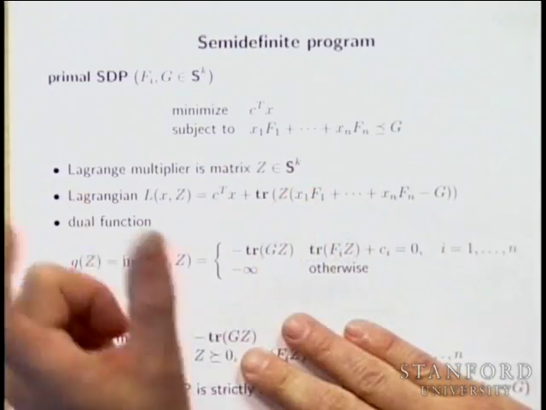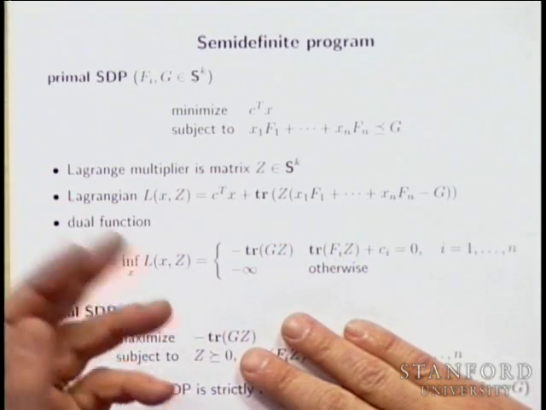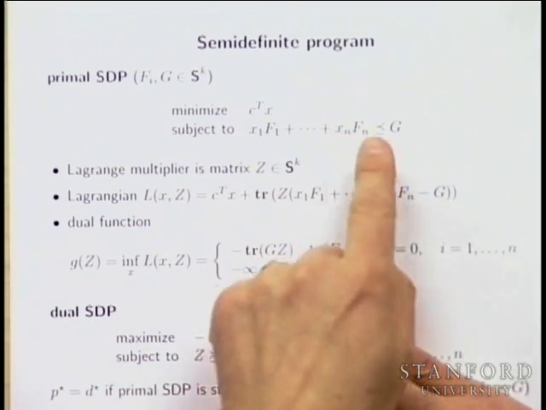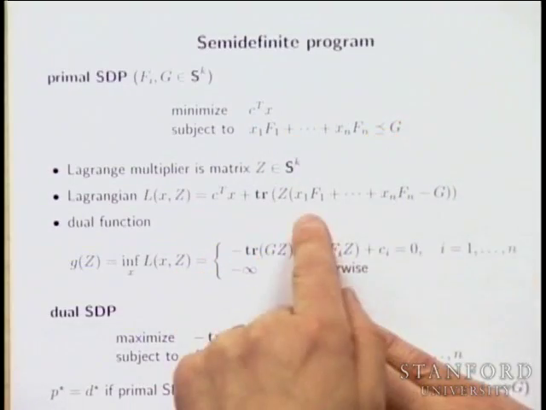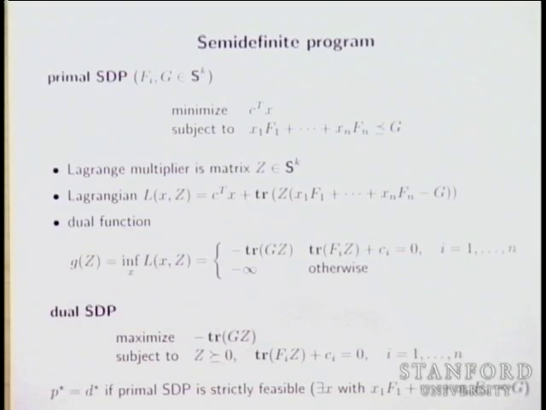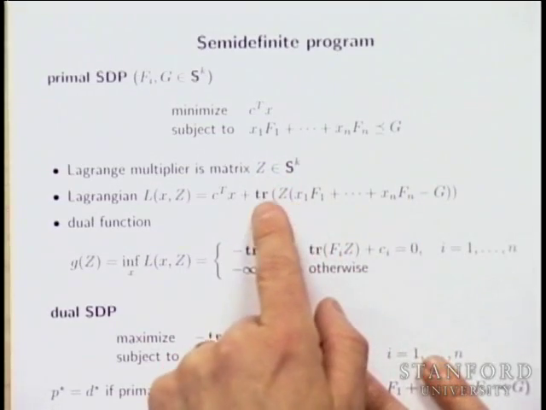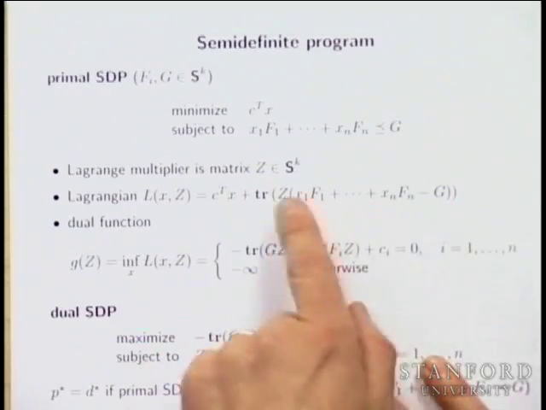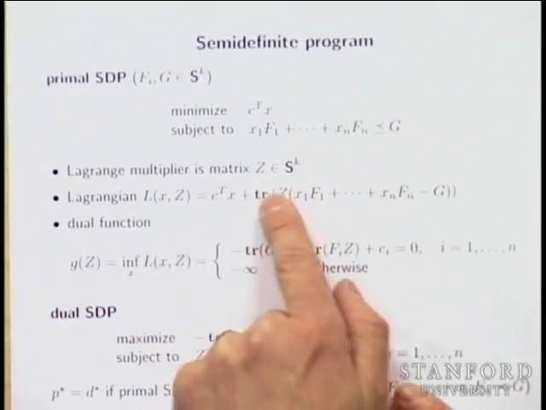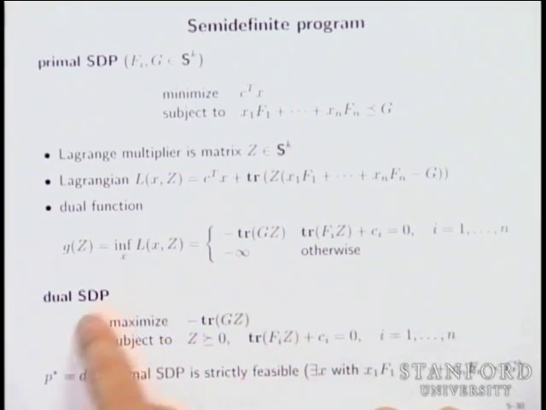The inner product between two symmetric matrices is trace. In general, it's just trace A transpose B. But if it's symmetric, it's just trace AB. So it's the trace of this thing with a minus sign there times Z. So that's the Lagrangian right there. And you stare at it for a long time, and you realize it's affine in x. We know how to minimize an affine function. It's minus infinity, unless the linear part vanishes. And so you get this. It's minus infinity, unless the x_i component of the linear thing here is equal to zero, in which case this all drops away, and what's left is the trace of Z G. That's this guy. And so this is the dual SDP.